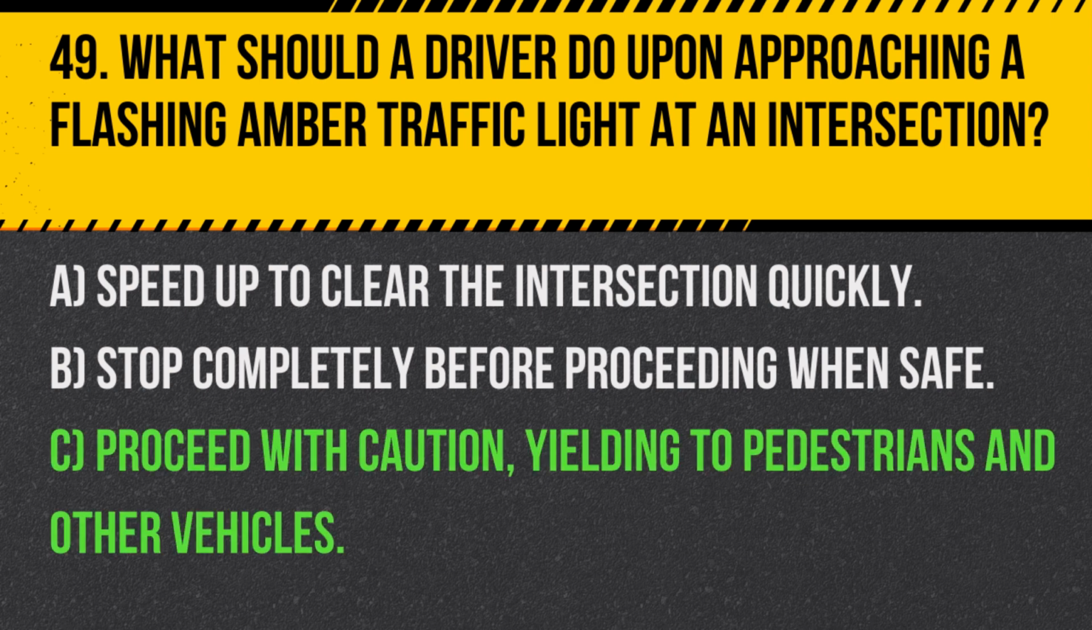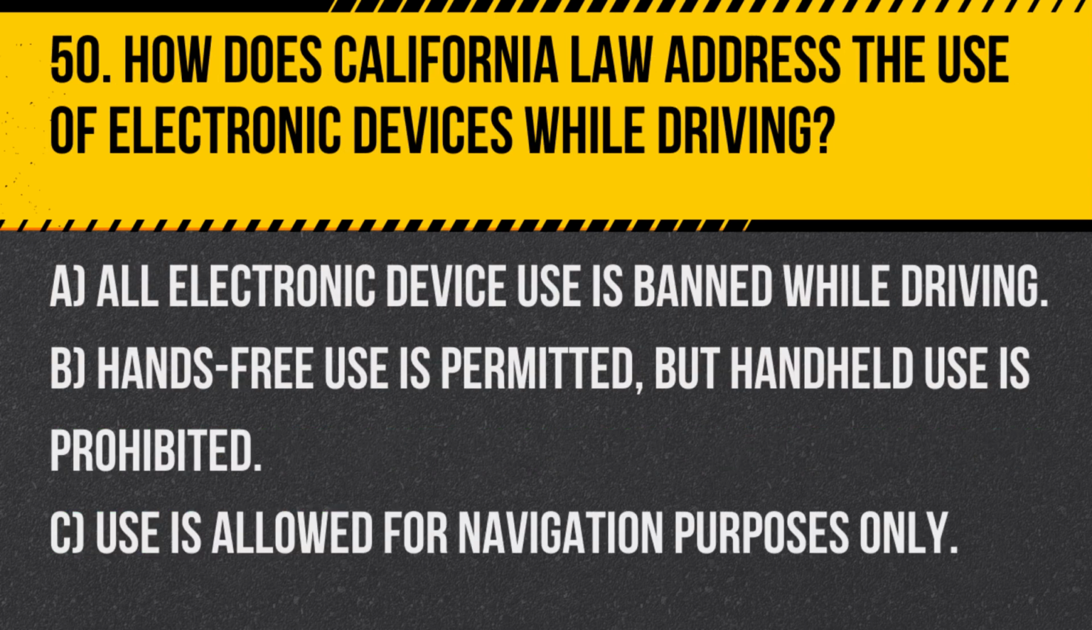Answer: C. Proceed with caution, yielding to pedestrians and other vehicles. A flashing amber light indicates the need to be alert and cautious, but does not require a complete stop unless necessary for safety.